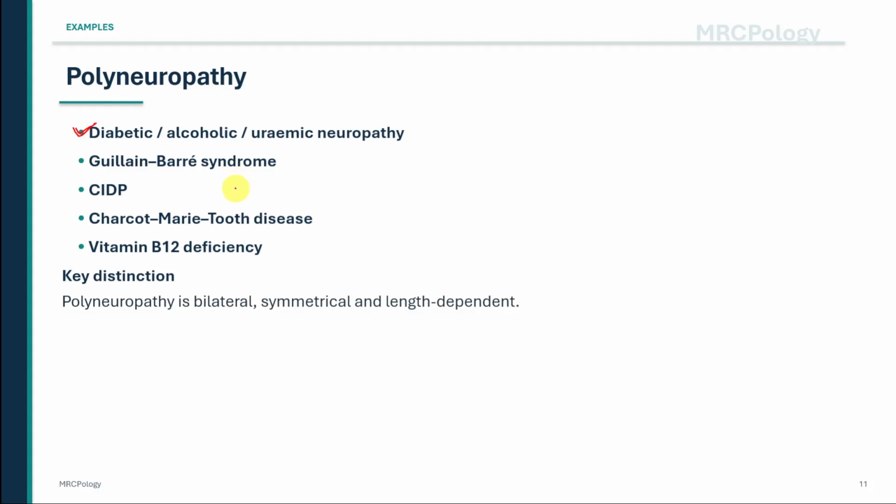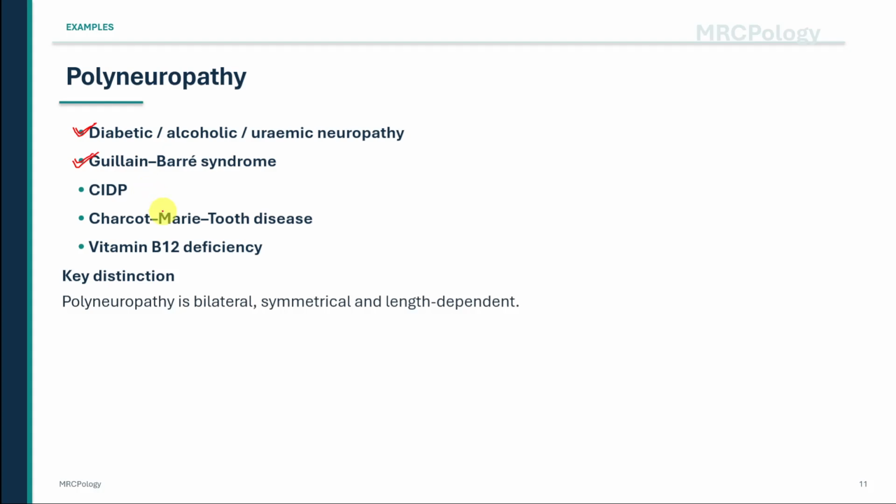Guillain-Barré syndrome typically causes rapidly progressive weakness with reduced or absent reflexes. Weakness often begins in the legs and may ascend. Sensory symptoms may occur, but objective sensory loss can be relatively mild compared with the degree of weakness. Respiratory function and bulbar involvement must be assessed urgently.